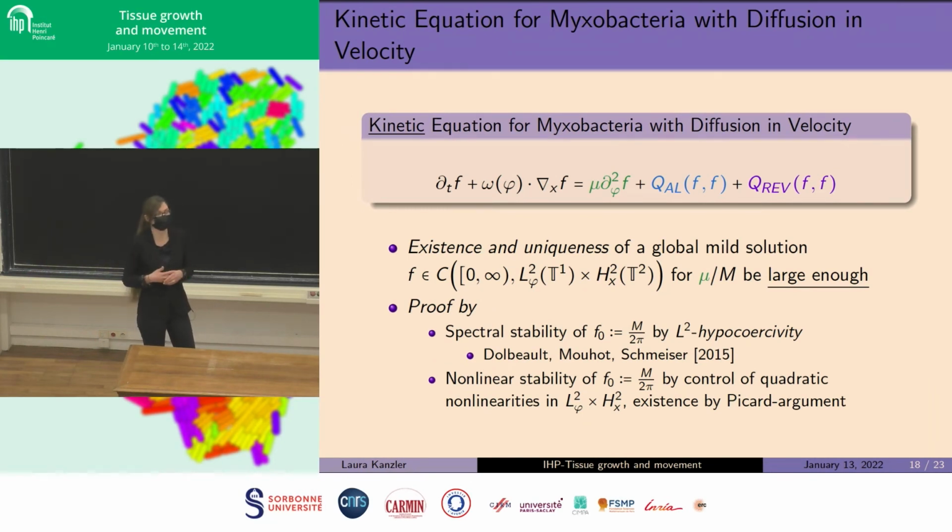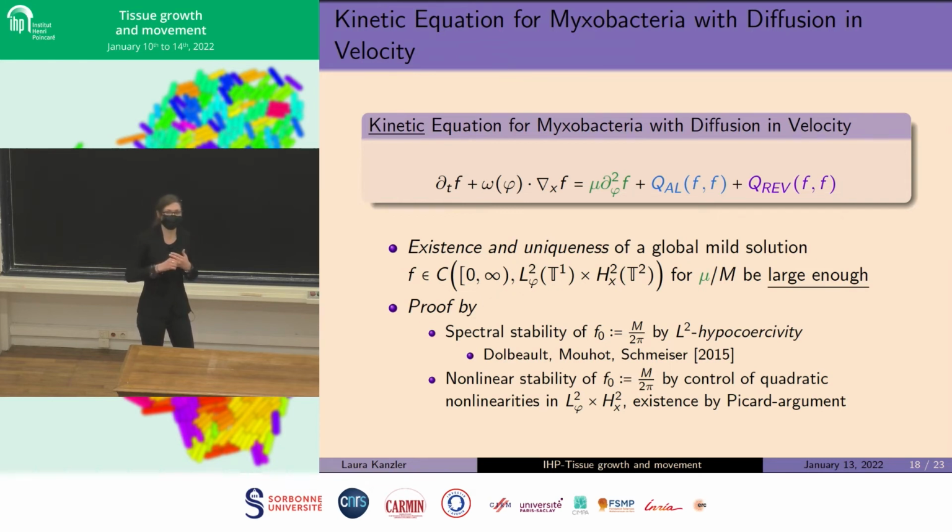The main ingredient of the proof is proving spectral stability of the uniform equilibrium. This we did with an L2 hypocoercivity method, where I won't go into any details. It's based on a method by Dolbeault, Mouhot and Schmeiser. With this spectral stability, we were able to go to higher regularity in order to control the nonlinearity of the collision operator, with which we could conclude nonlinear stability of the uniform equilibrium. And then with a BV argument, also existence again. So this only works if the diffusion is strong enough compared to the collision.